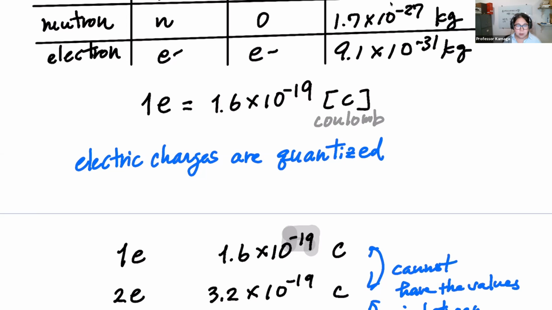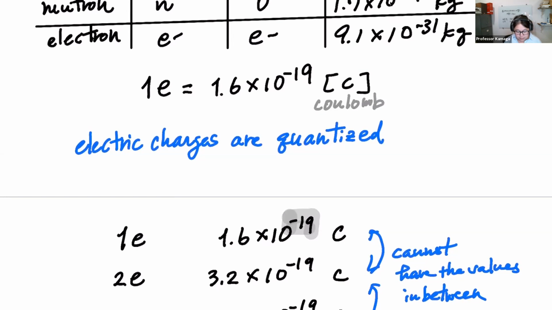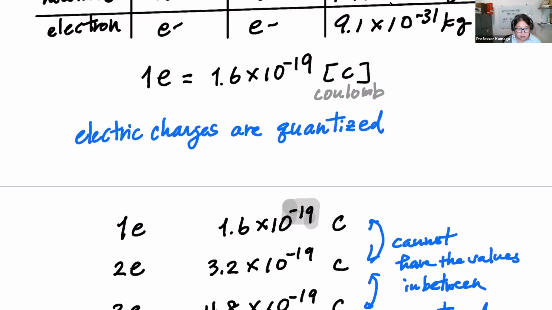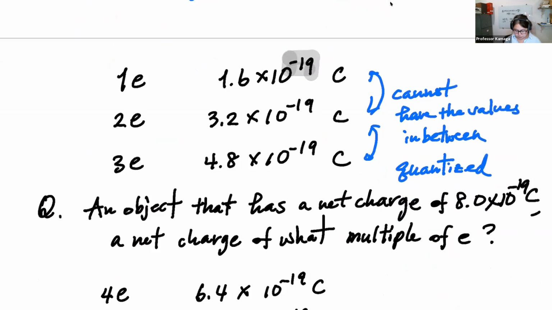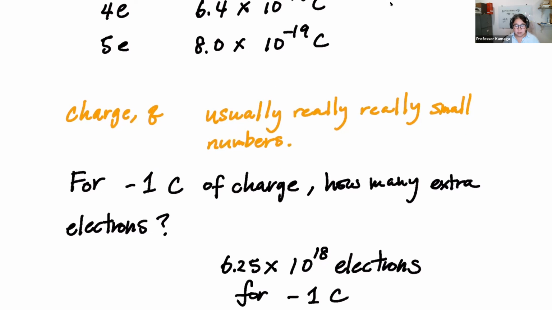So you cannot have 2.3 electrons, for example. Electric charges are always quantized, and because it's 1.6 times 10 to the minus 19 coulomb for 1 electron, electric charge is very, very small. So even to have 1 coulomb of charge, that's a lot of electrons. You have to have 6 times 10 to the 18 electrons to make up 1 coulomb of charge.